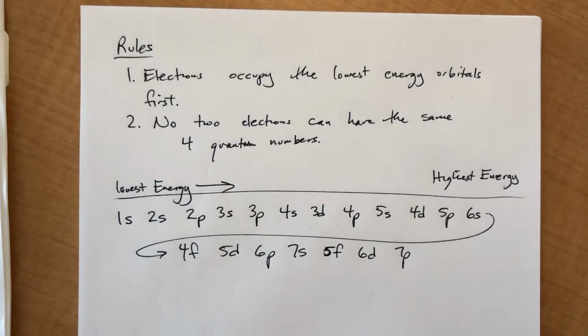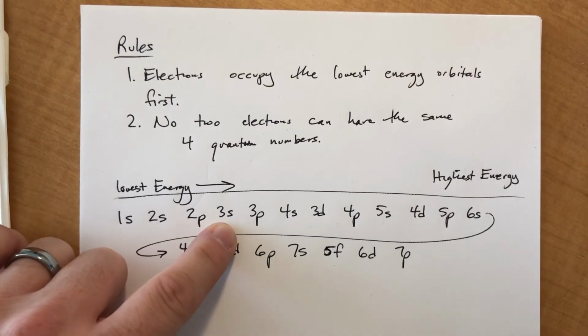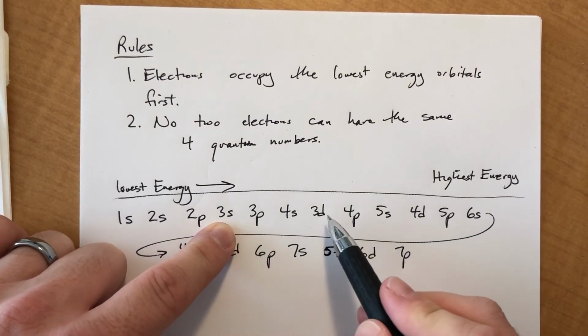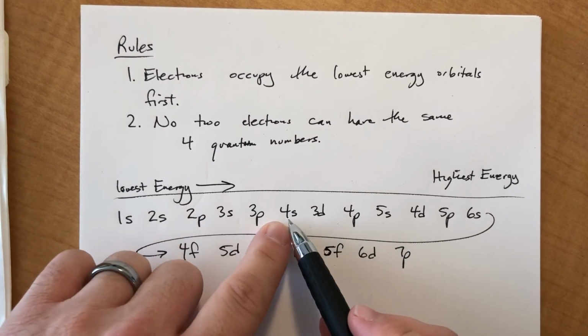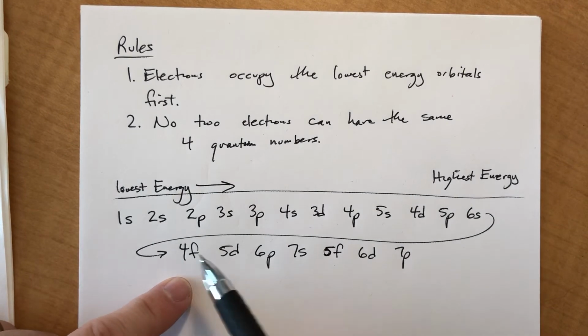At first glance, the trend I'm going to point out here is for any n value, let's point out 3: S is lower than P, which is lower than D. For 4, S is lower than P, which is lower than D, which is lower than F. So they're in order S, P, D, F.